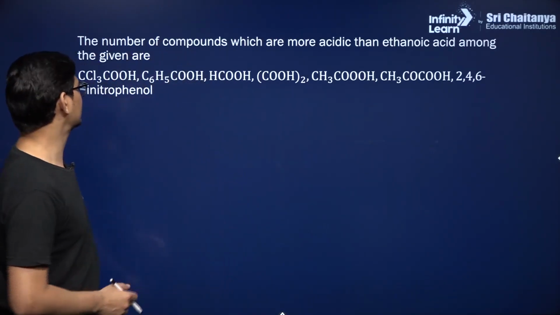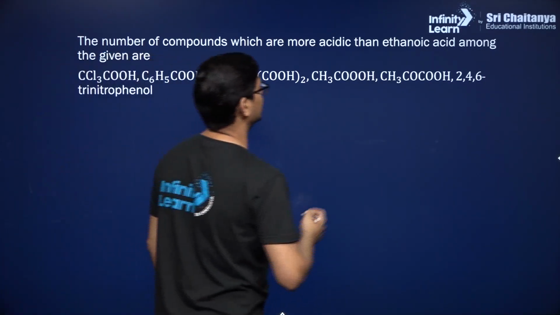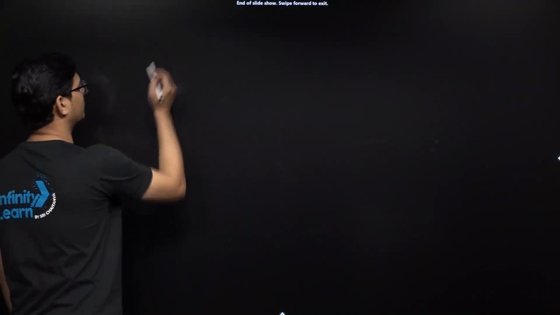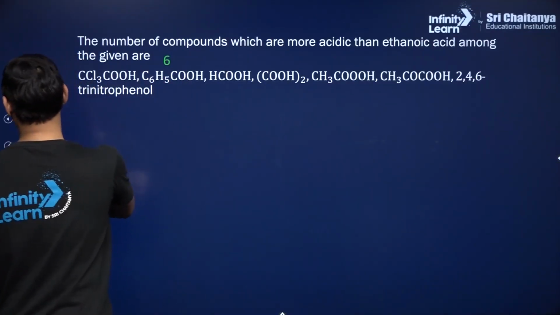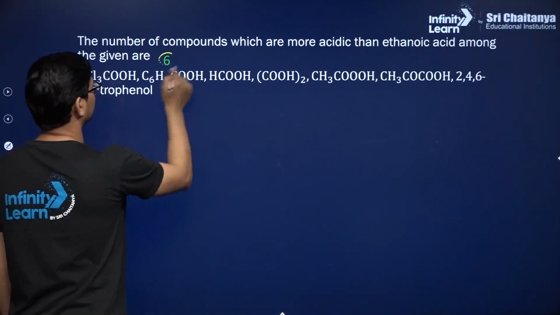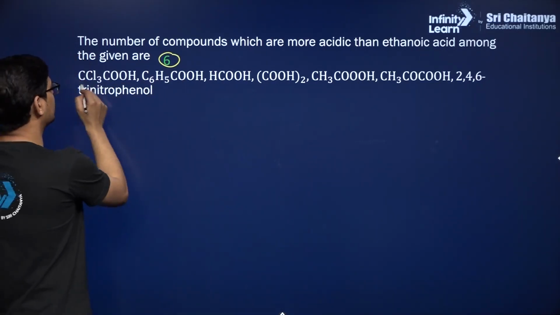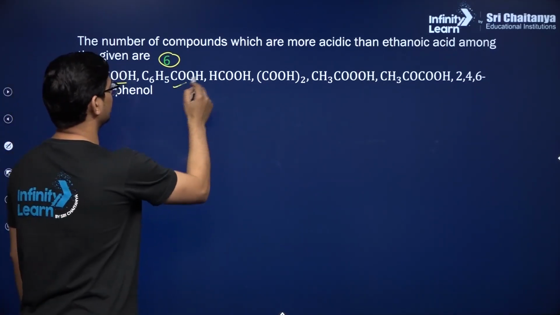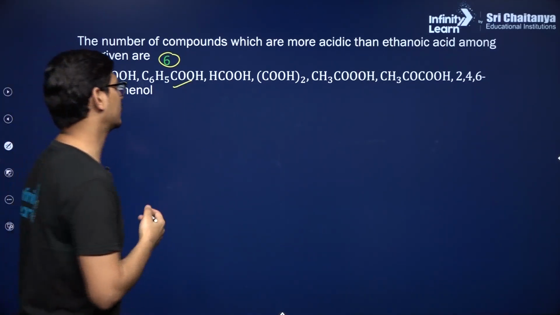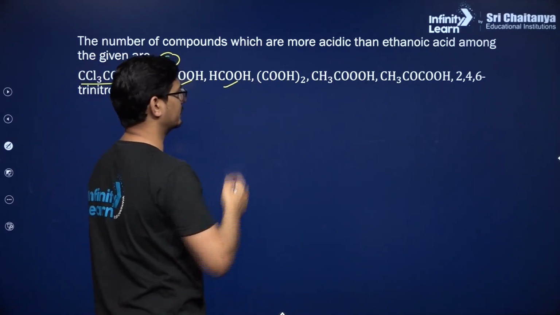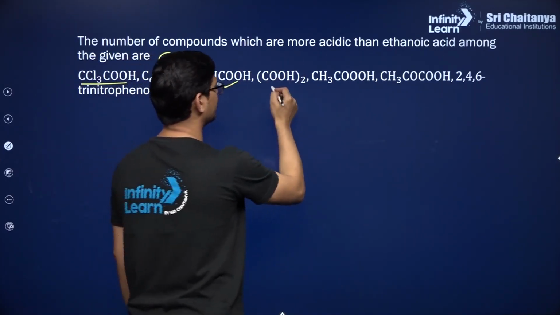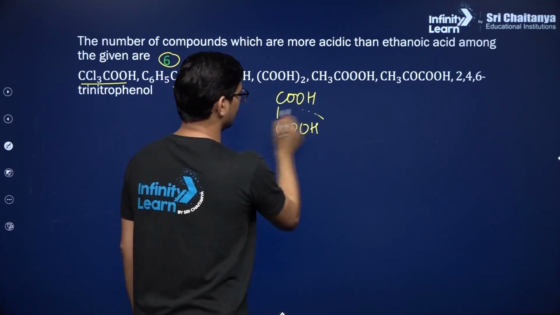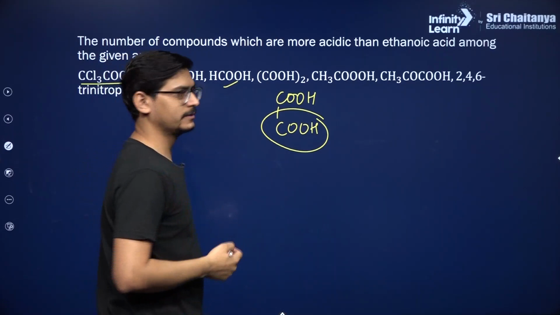Now moving to the last question, the number of compounds which are more acidic than ethanoic acid among the following are, so the total number of carboxylic acid that is more acidic is 6, right? Let's see which ones. So trichloroacetic acid is more acidic because the electron withdrawing group is there. Benzoic acid is more acidic because of the counter resonance. Formic acid is more acidic because it does not have any electron donating group. Oxalic acid is more acidic because an electron withdrawing group is joined to carboxylic, right?